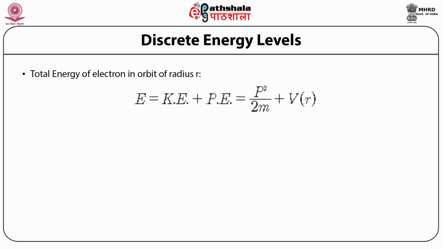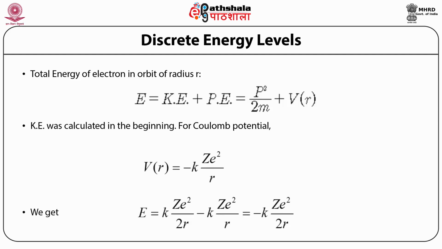Now, the question is, what is the total energy of an electron in an orbit of radius r? The total energy is not only the kinetic energy, because the electron is not a free electron. It is part of the hydrogen atom, and therefore it also has a potential energy, the Coulomb potential energy. So the kinetic energy is p squared by 2m, plus the potential energy, which is given by minus k z squared by r, with a minus sign because this is an attractive potential. The kinetic energy was calculated in the beginning as k z squared by 2r. So finally, the energy, the sum of kinetic and potential energies, turns out to be minus k z squared by 2r.